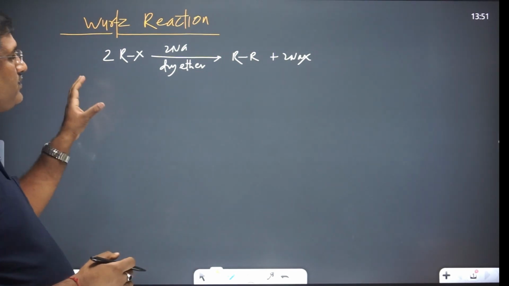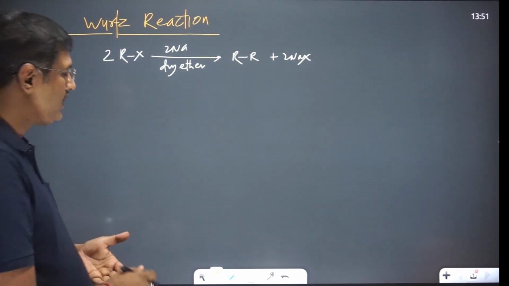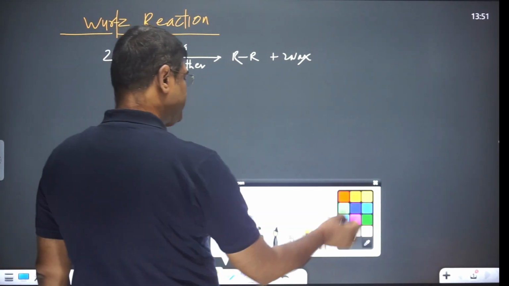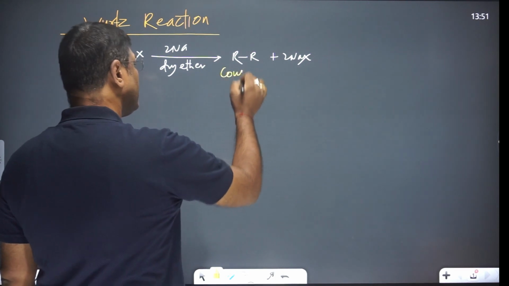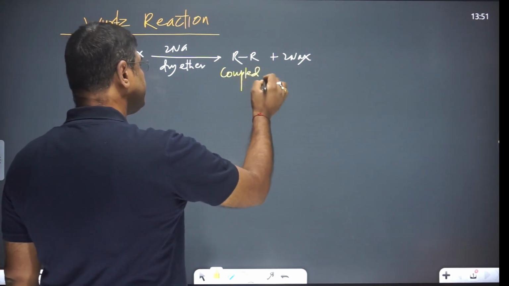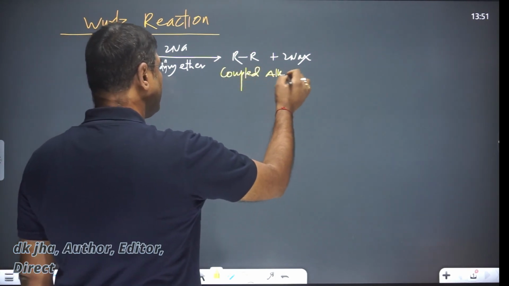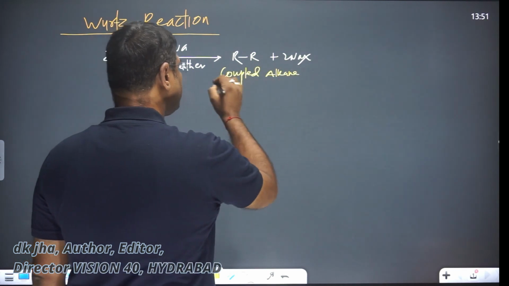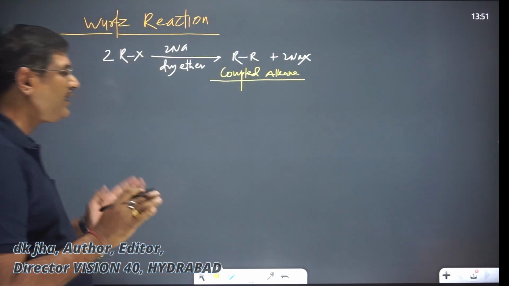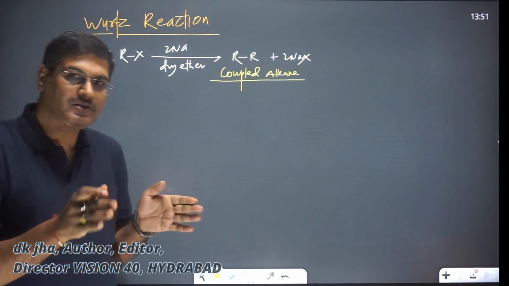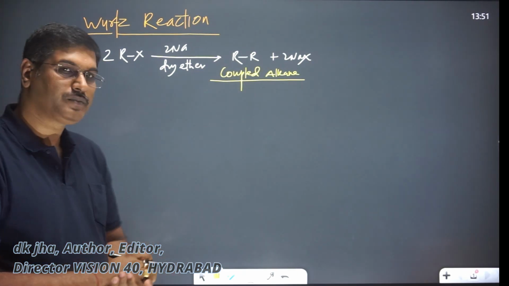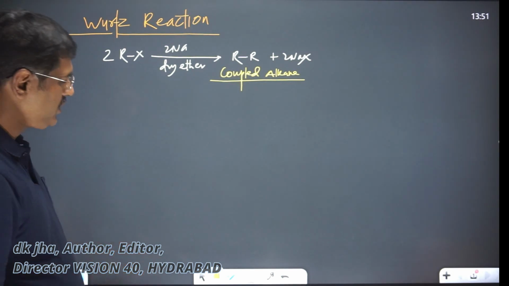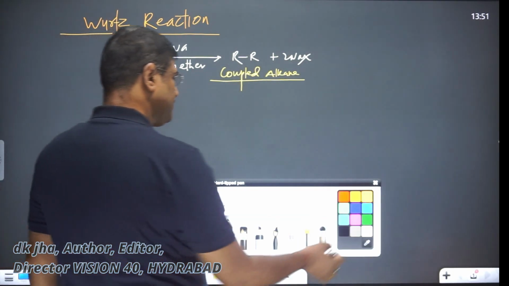Here the alkyl group is coupled, and the main product is this coupled alkane, R-R. Especially for this purpose only, this reaction is performed. Okay. Let's take one other example.